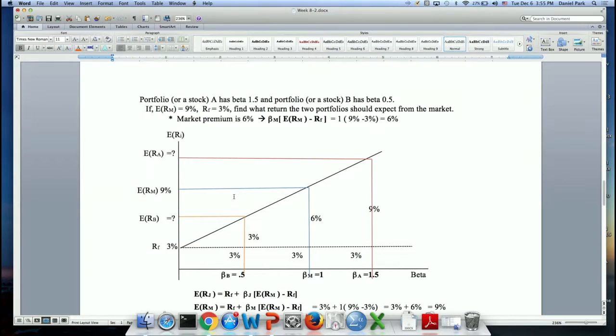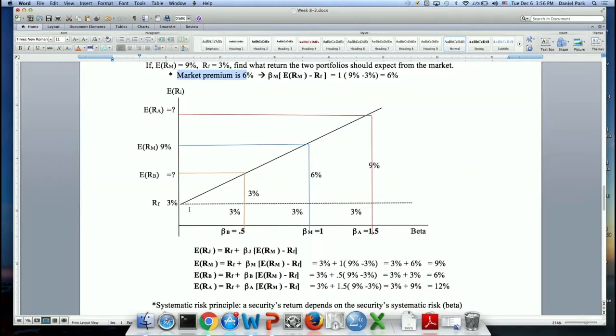Let's apply it here. Not huge, okay. Portfolio or stock A has beta 1.5. That's higher than the market, right? And portfolio or stock B, either a single stock or portfolio you can apply, has beta 0.5. It's much safer than the market. If ERM, the market return, is 9 and risk-free is 3, that means the market risk premium is what? 9 minus 3. Taking no risk, you get 3. Taking market risk, you get 9. How much more? 6 more. So the market risk premium is 6% here.